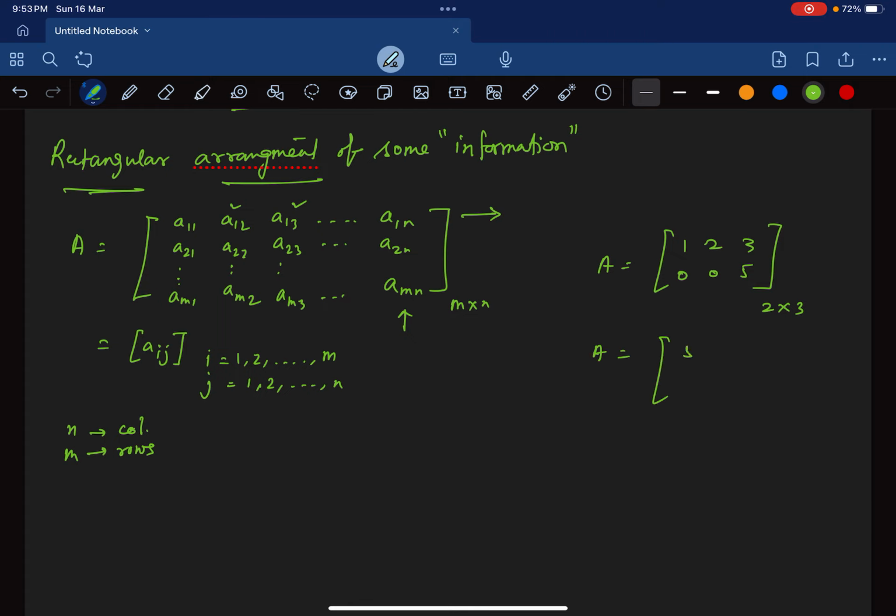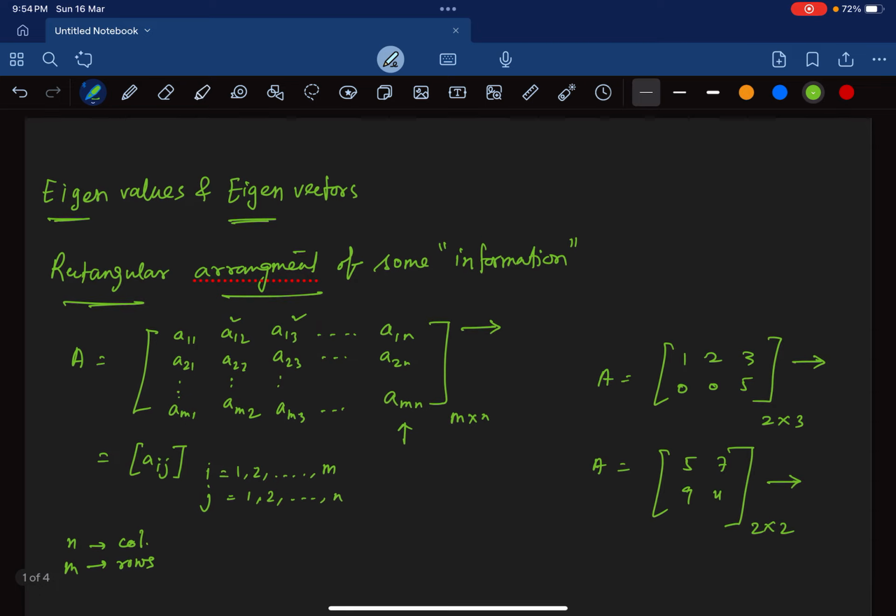Similarly, suppose I am writing A is equal to 5 7 9 11. So this is a 2 cross 2 matrix. The earlier matrix is a proper rectangular matrix. This one is known as a square matrix. So these are all fundamental things of a matrix.